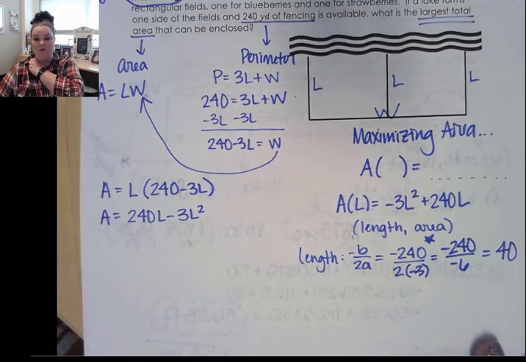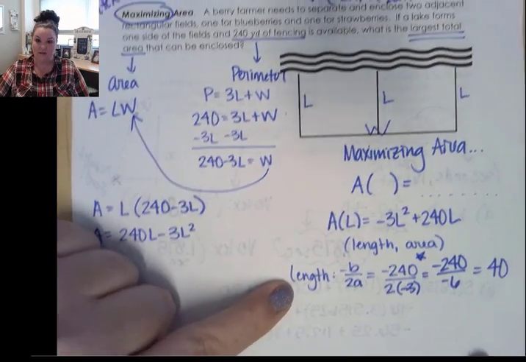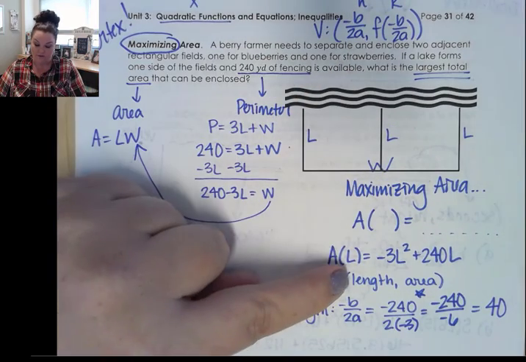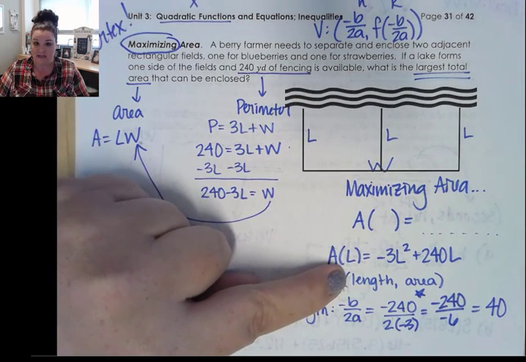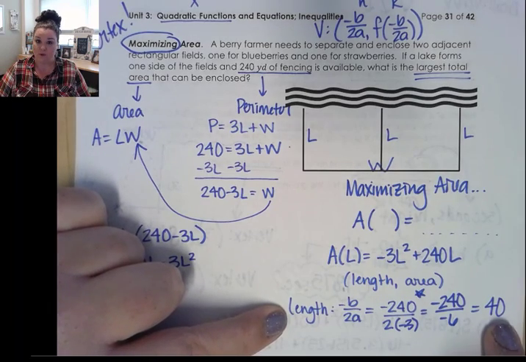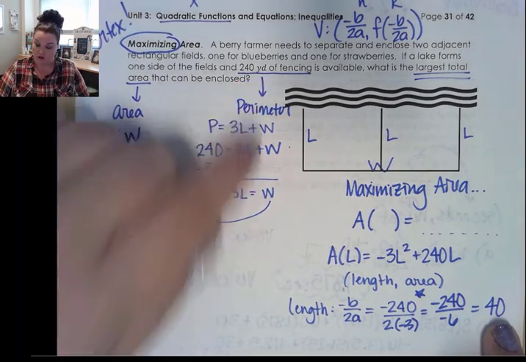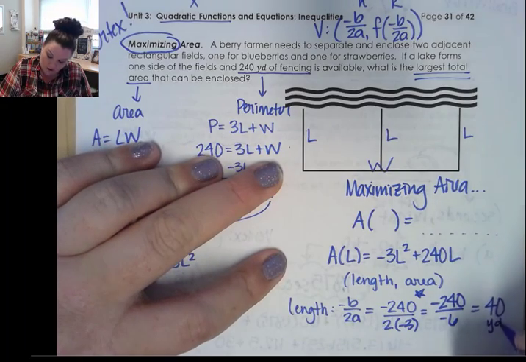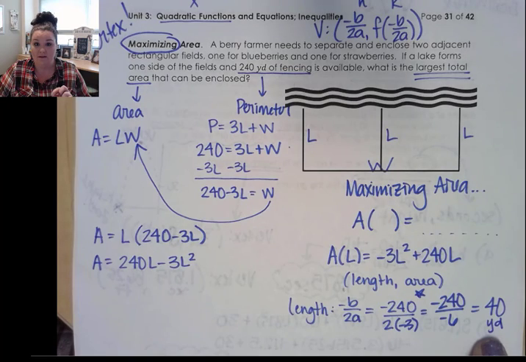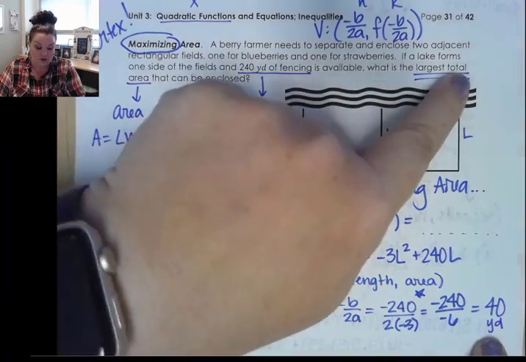All right, so remember, this is just us using this vertex shortcut to figure out what the first coordinate in my vertex is, which is my length. So our length is 40. And remember, we're talking about yards. So 40 yards is my length. Now, is that what we're solving for? No, right? We're not looking for length and width. In this one, we are looking for the largest total area.